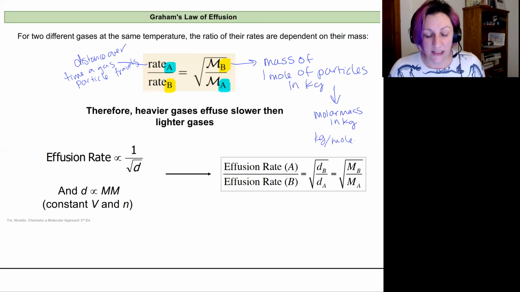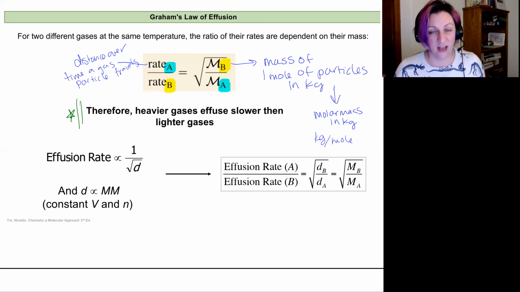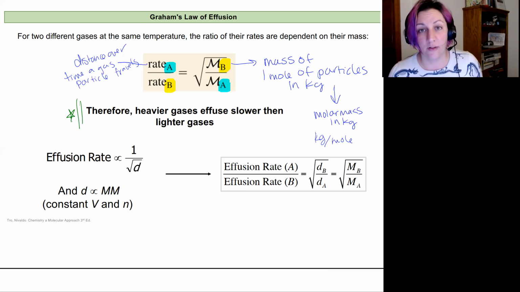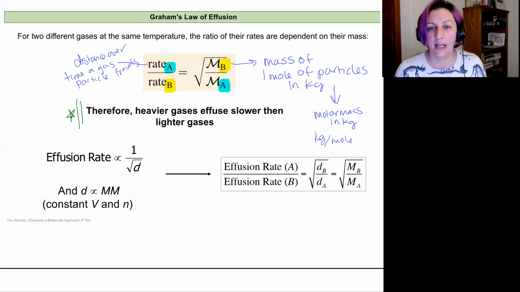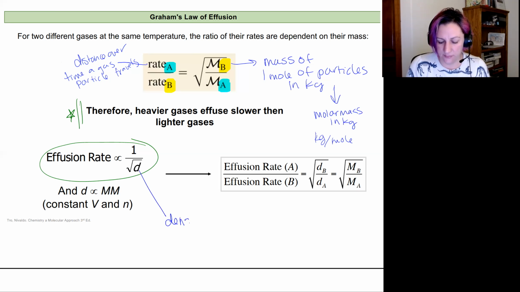So what this really tells us at the end of the day is that heavier gases are going to have a slower velocity. And so we expect a heavier gas to effuse slower than a lighter gas. So we'll see that the effusion rate is going to be proportional to the inverse of the square root of density. So this lowercase d here is density, which we do sometimes instead state as capital D.